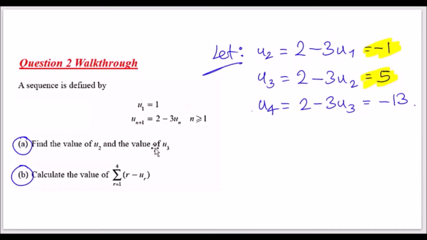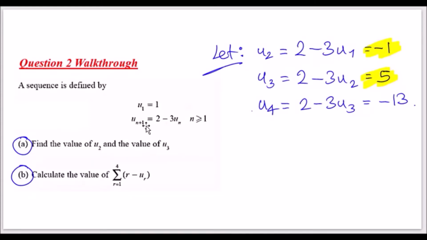So all I did was think, okay, to get u2, since this is u(n+1), if you substitute n equals 1 first, you get u2 here and u1. So forming an equation, you get u2 equals 2 minus 3 times u1. And because we know the value of u1, which is 1, this becomes 2 minus 3, which is negative 1. So we got u2. Now you do the same for u3.